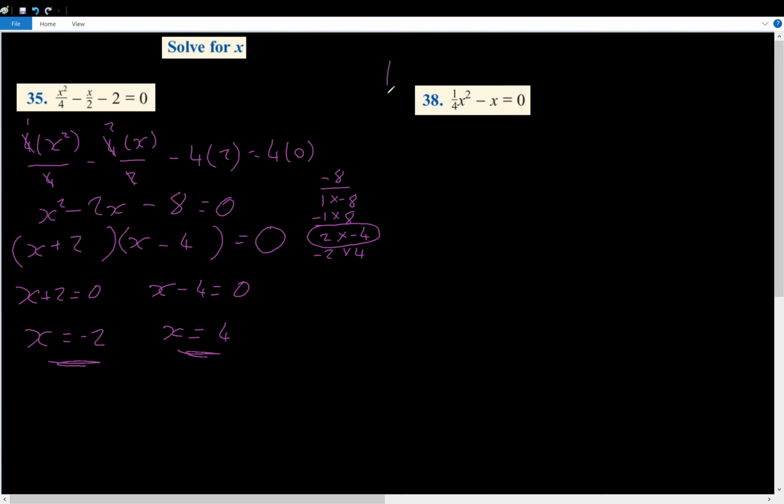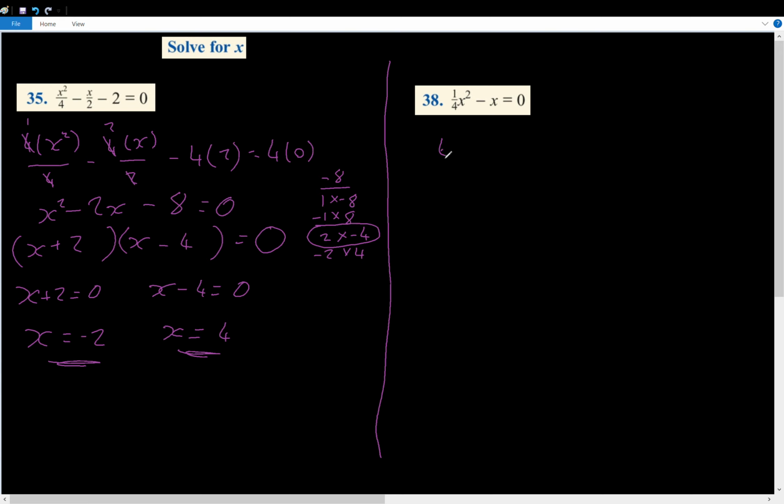Now 38 is going to be done in a similar manner. It just doesn't look quite the same. We still need to clear out our fractions to solve this. The question starts off, we have 1/4 x squared minus x is equal to 0. In order to clear out this fraction, because we only have 1, we're just going to multiply by the number that's on the bottom here. So we're going to multiply everything in this equation by 4.